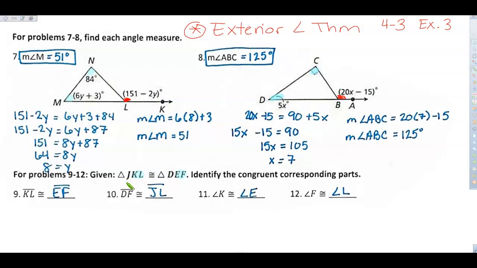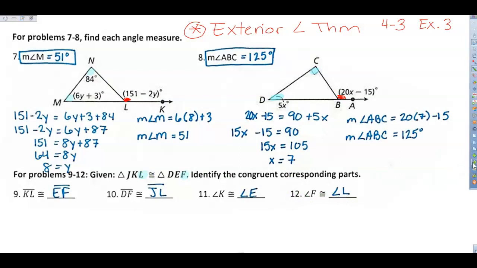All right. The next one is DF, which is the first and the third letter. So we need the first and the third letter in the other triangle. So that would be J and L. All right, for number 11, E is the middle letter, and so is K. So these are the ones that go together. So we're given K, we know E. And the same thing is true with 12. F is the last one, L is the last one. So these are the ones that match up.